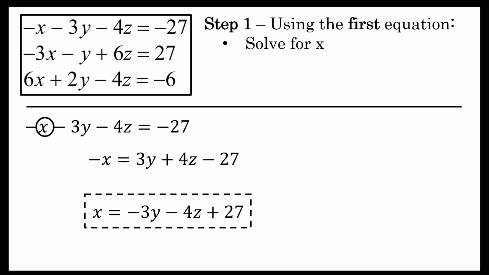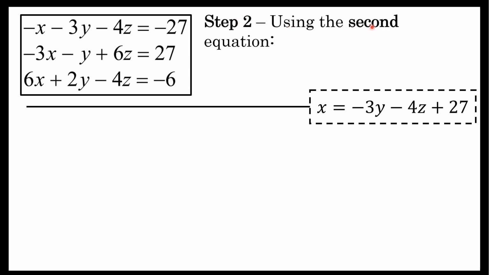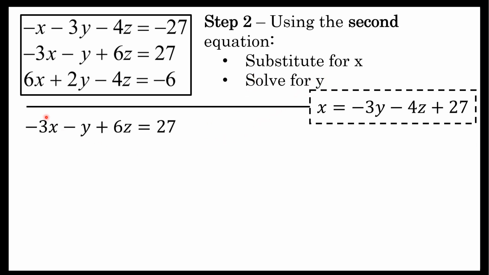Now that we've solved for x in the first equation, step 2 will focus on the second equation. Using the second equation, we will substitute into that second equation our expression we found x to be, and then solve that second equation for y. So in this step, we will ignore the first and the third equation. We'll focus on the second equation, substitute our expression for x, and then solve for y.